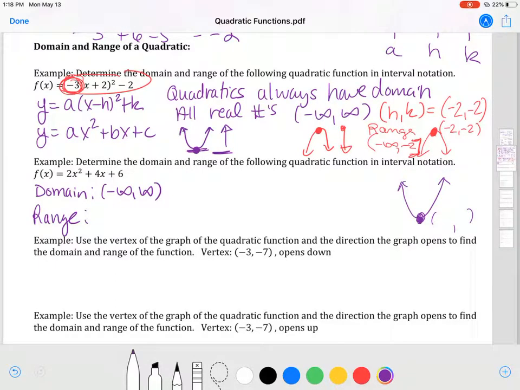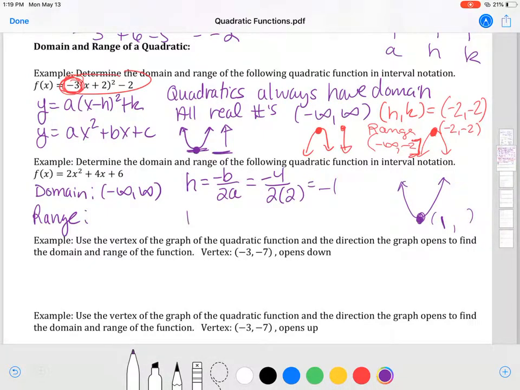And remember, I can find my vertex by using my vertex formula, which is h is equal to minus b over 2a. So if I plug in my value for b, in this case my value of b is 4, so I have negative 4 over 2 times a, which is 2. I have negative 4 over 4, which is negative 1. So I know my h-coordinate for my vertex is going to be negative 1.